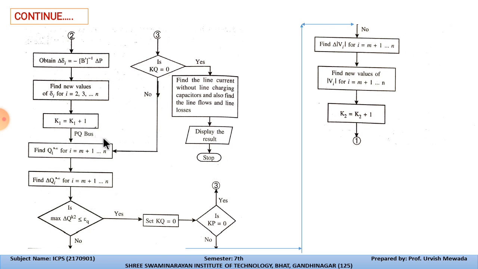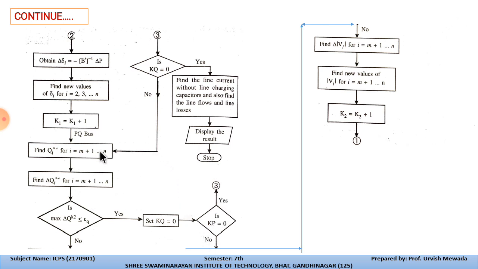From that, for the PQ buses, Q i is found for i equal to M plus 1 to n, and delta Q i, where Q i is the reactive power of the system. And this is the condition: maximum delta Q is less than or equal to epsilon Q. If it is no, then the system will follow this direction. And if it is yes, then it will set KQ equal to 0, and it will check if KP is equal to 0. If it is yes, then it will repeat the system.